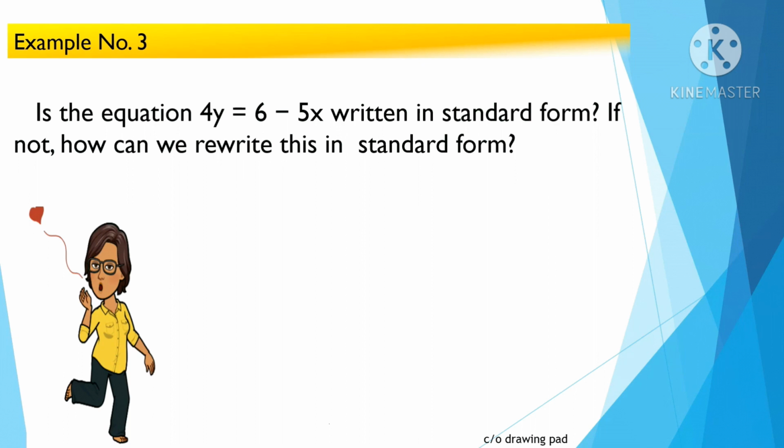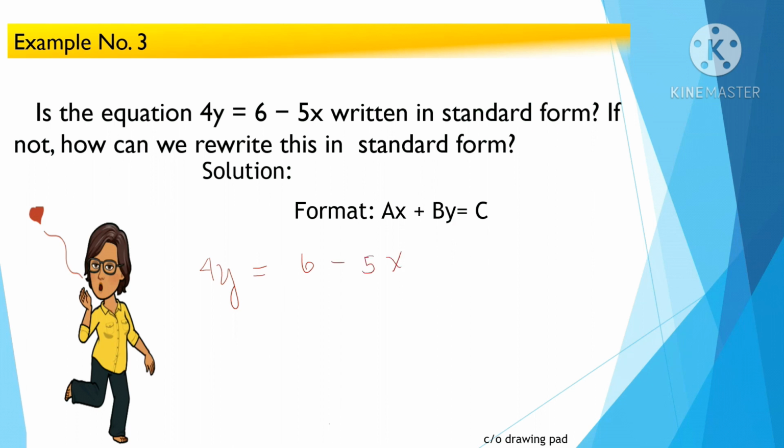If not, how can we rewrite this in standard form? Remember, our target arrangement or format is in the form of ax plus by equals c. Paano natin gagawin ito? Okay, let's first write the given: 4y equals 6 minus 5x. Rearranging the terms, we need to add positive 5x to both sides of the equation, making it 4y plus 5x equals 6 minus 5x plus 5x.